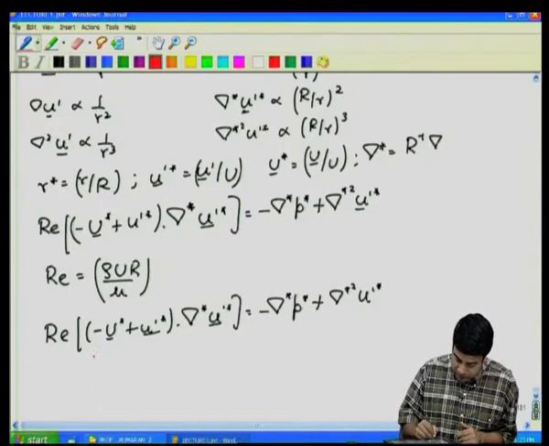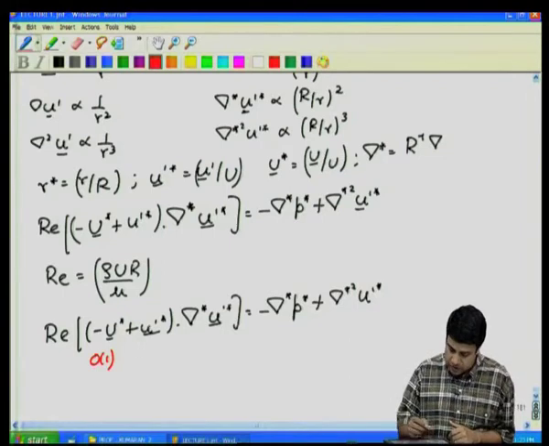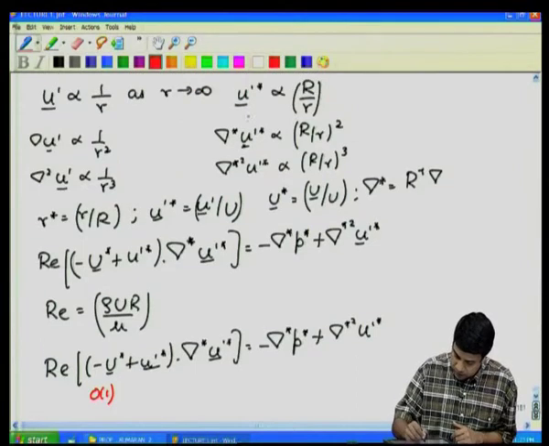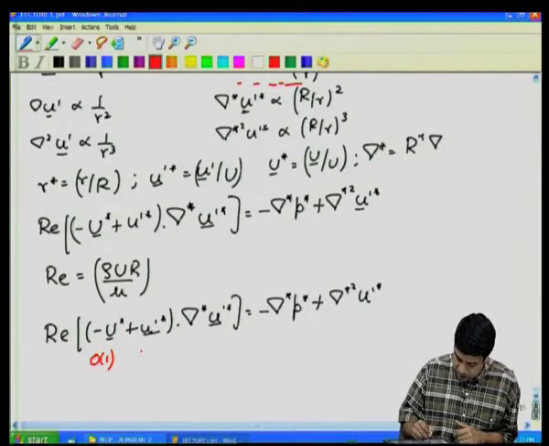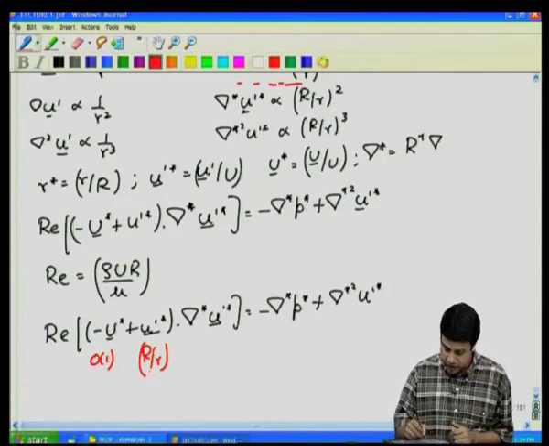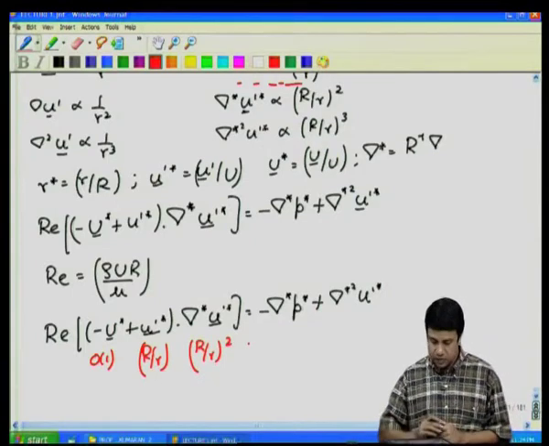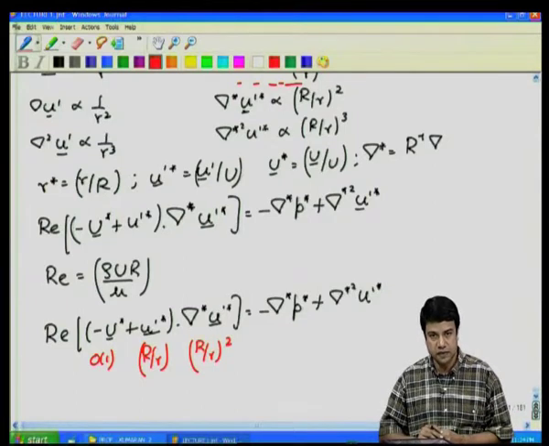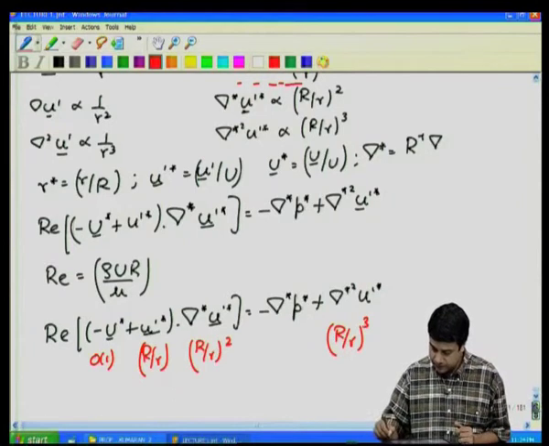Okay. So, this is order 1, it is independent of the radius r. U prime star is proportional to capital R over small r. And I have the gradient here, which goes as R by r the whole square. Then there is the gradient of the pressure plus the second derivative of the disturbance to the velocity field, and this goes as R by r the whole cubed.